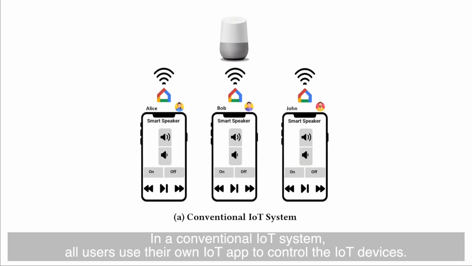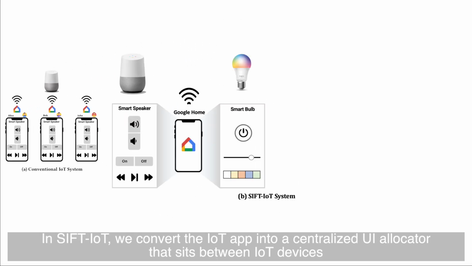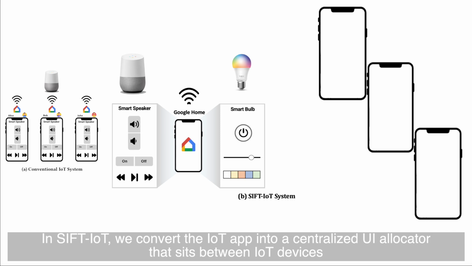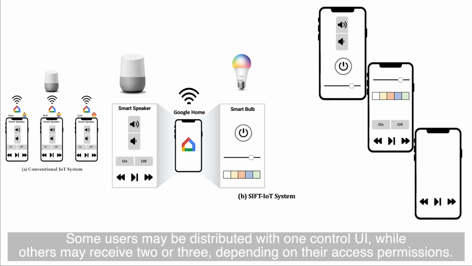In a conventional IoT system, all users use their own IoT app to control the IoT devices. In Fluid-IoT, we convert the IoT app into a centralized UI allocator that sits between IoT devices and users to distribute control interfaces to the users based on their access permissions. Some users may be distributed with one control UI, while others may receive 2 or 3, depending on their access permissions.